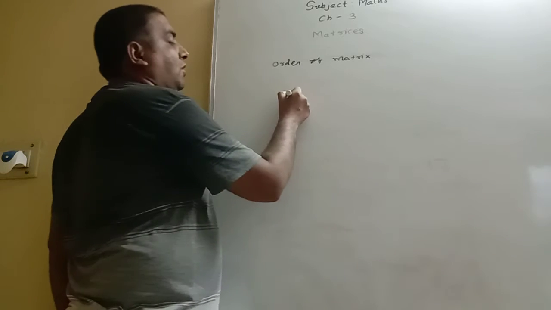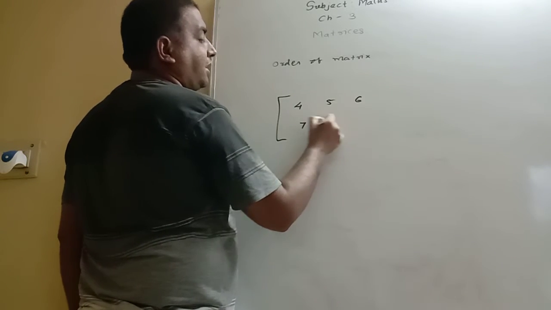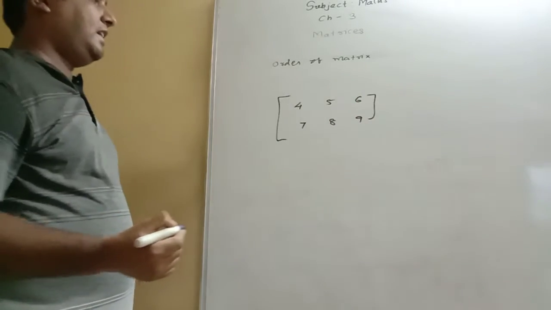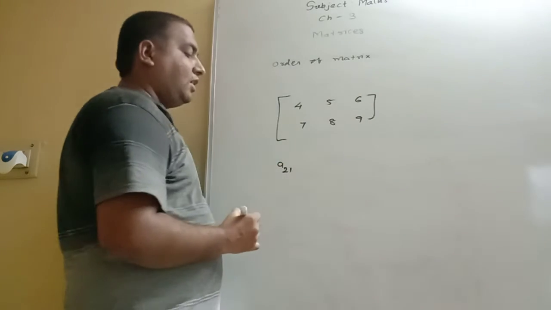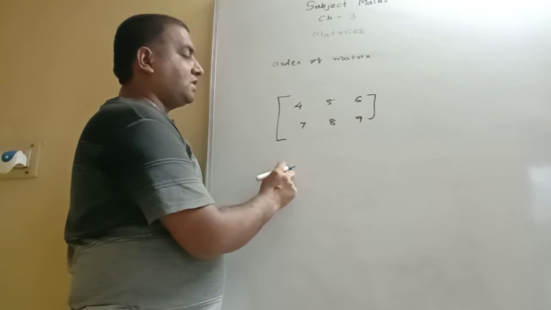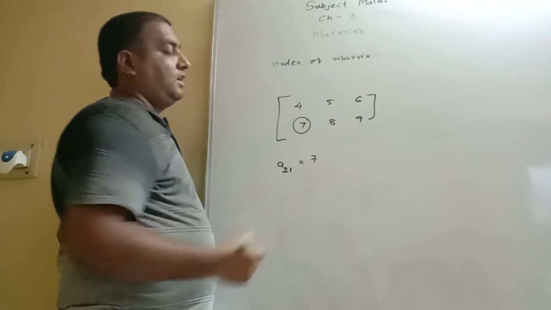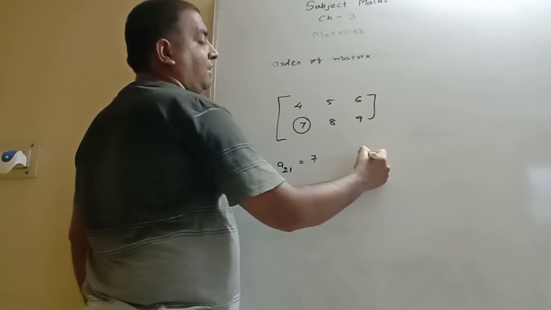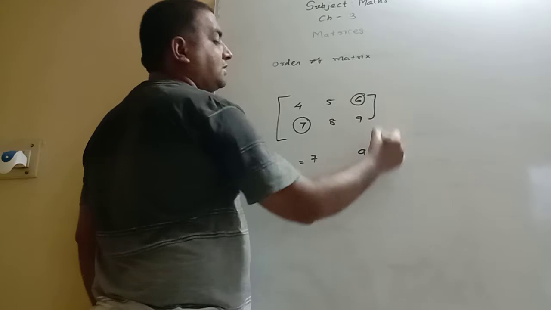Suppose we have the matrix with rows 4, 5, 6 and 7, 8, 9. If anybody says write the element A21, A21 means second row, first element, which is equal to 7. Suppose somebody says write A13. That is the first row, third element, which will be 6.